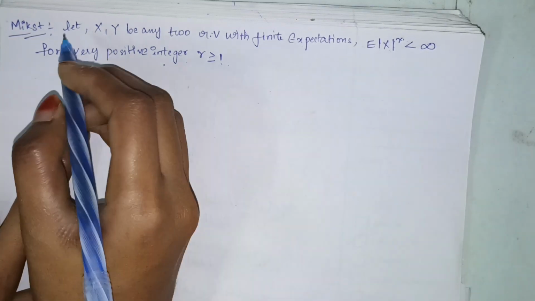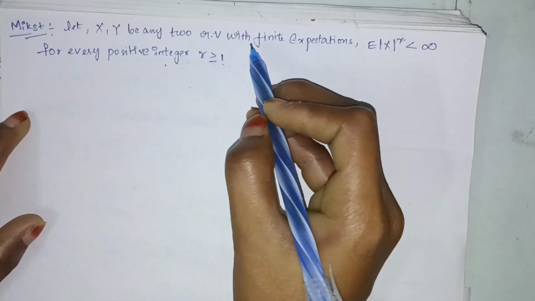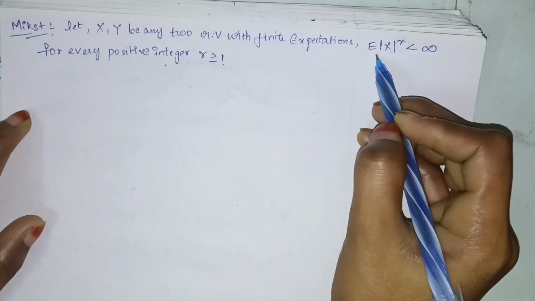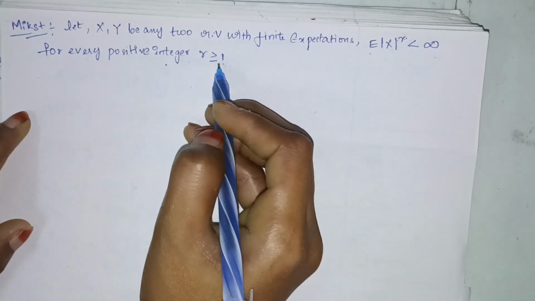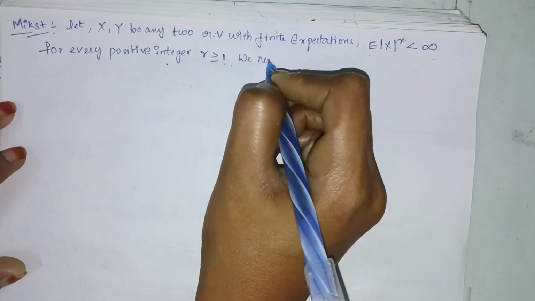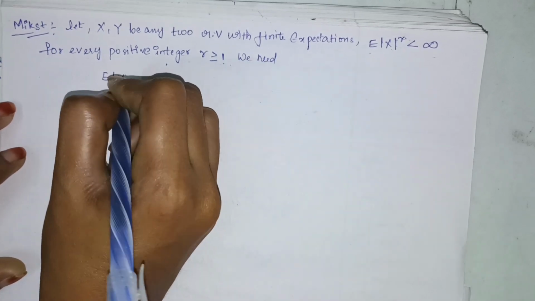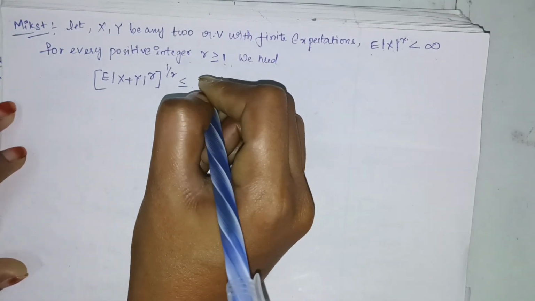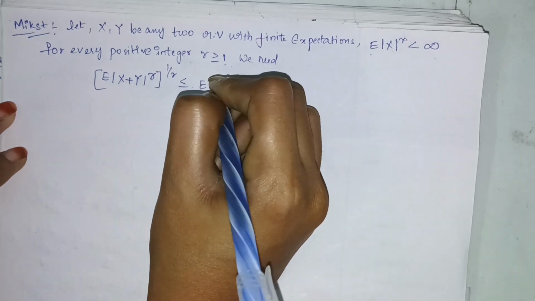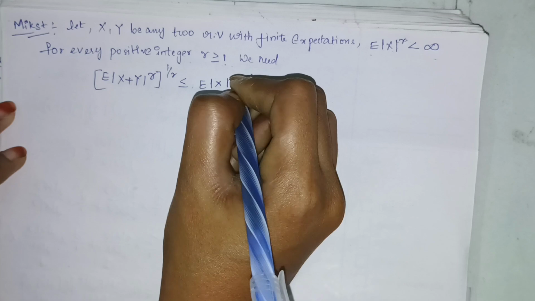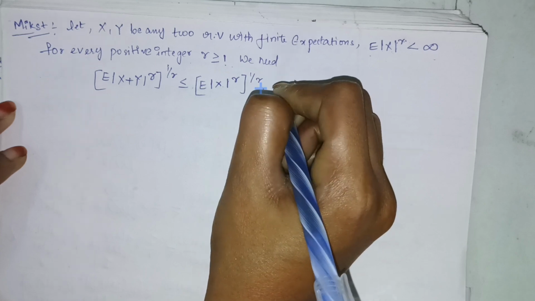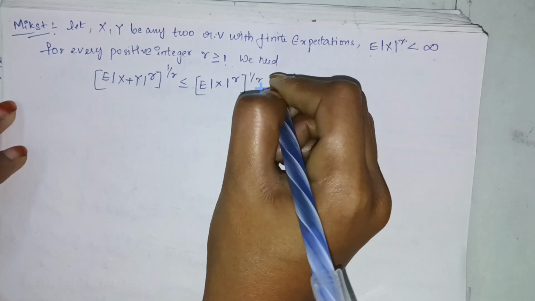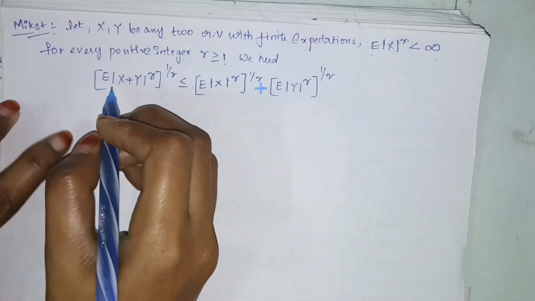Here we need to prove that, for x comma y any two random variables with finite expectations, which is nothing but expectation of mod x to the power of r is less than infinity for every positive integer r greater than 0, we need to prove that expectation of mod x plus y to the power of r, whole to the power of 1 by r, is less than or equal to expectation of mod x to the power of r, whole to the power of 1 by r, plus expectation of mod y to the power of r, whole to the power of 1 by r. This is what we need to prove.